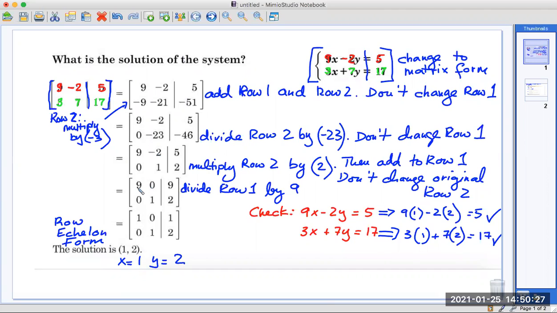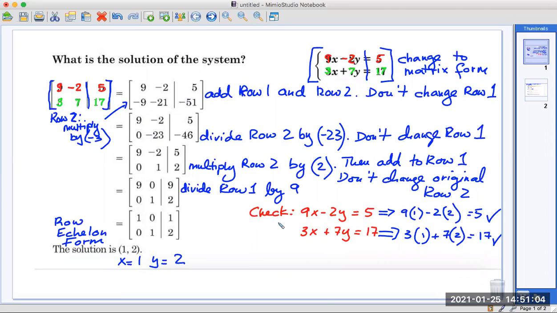Now the last step is you want to change this 9 into a 1 without changing the others. The others are already good. To change a 9 into a 1, you divide everything by 9. 9 divided by 9 is 1, 0 divided by 9 is still 0, and 9 divided by 9 is 1. Now you're done with your row echelon form, and the answers are right here. The first row is your x, the second row is y. So x is equal to 1 and y is equal to 2.